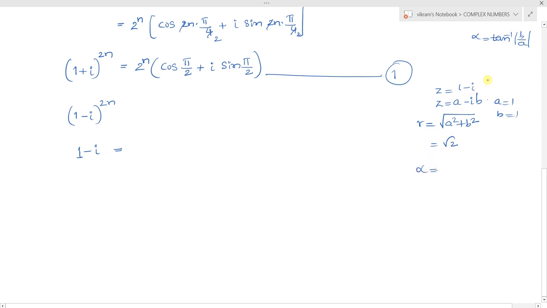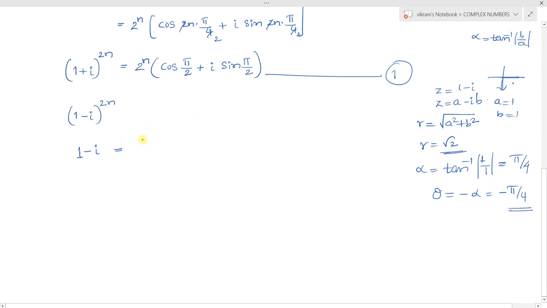Now for alpha, 1 minus i has a real positive part and a negative imaginary part, which means it is in the fourth quadrant. In the fourth quadrant, alpha is tan inverse of mod of b by a, which is tan inverse of 1 by 1, that is tan inverse 1, which is pi by 4. But it is in the fourth quadrant, so theta equals minus alpha, which is minus pi by 4. So modulus equals root 2 and amplitude equals minus pi by 4.